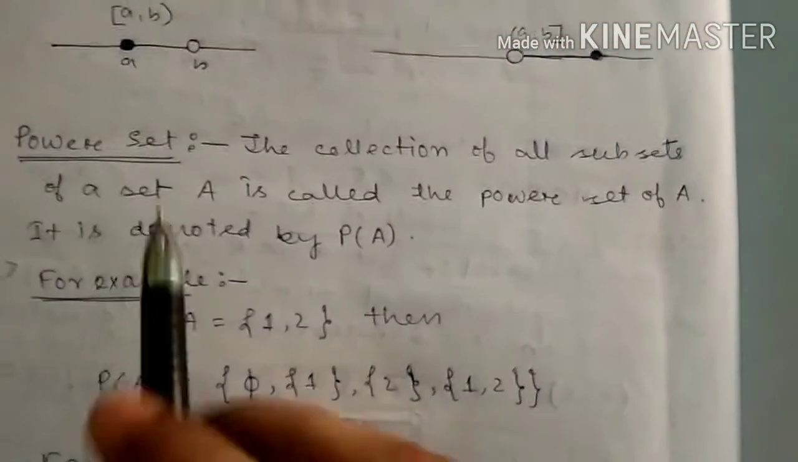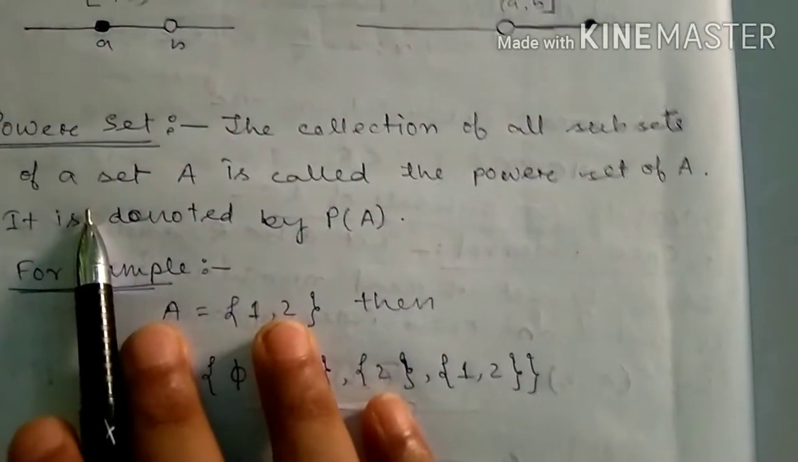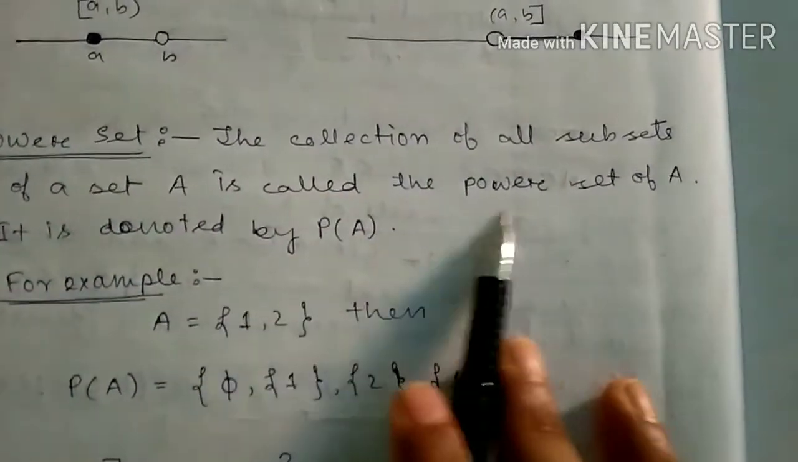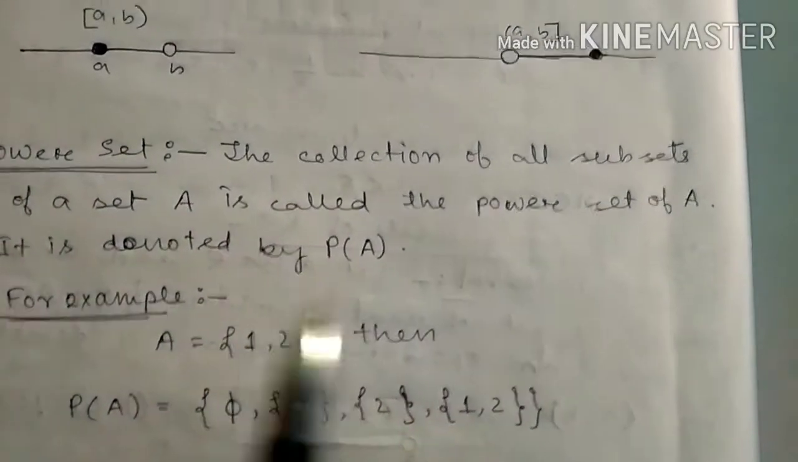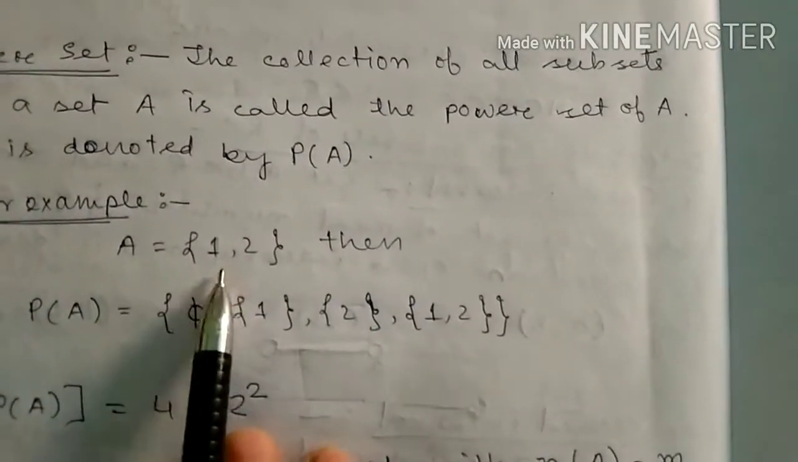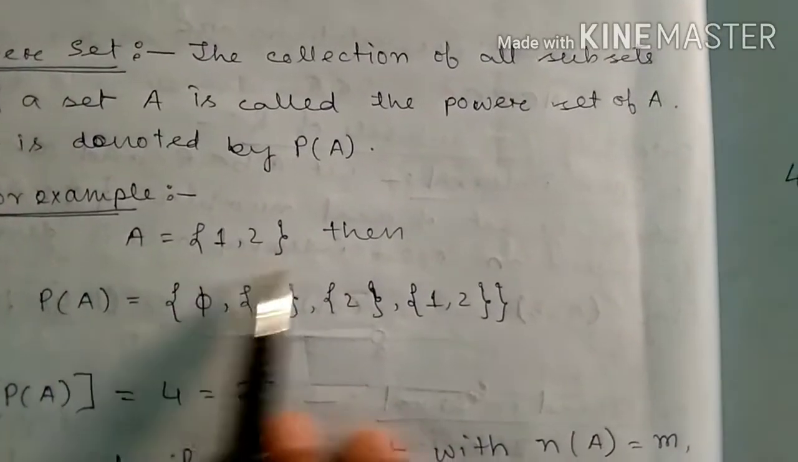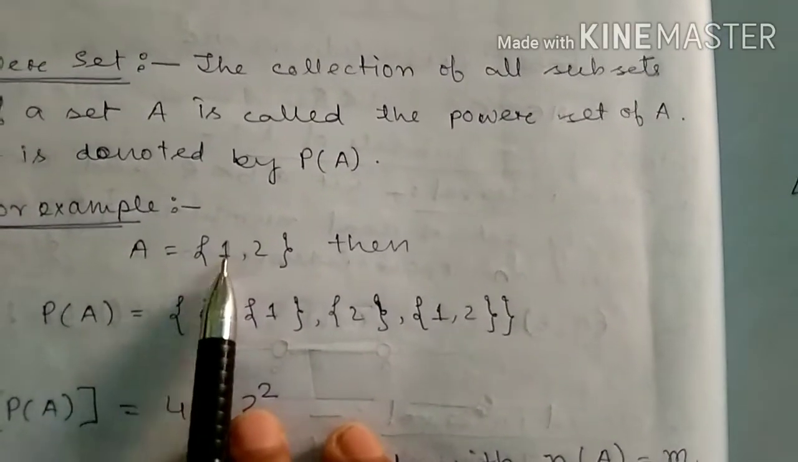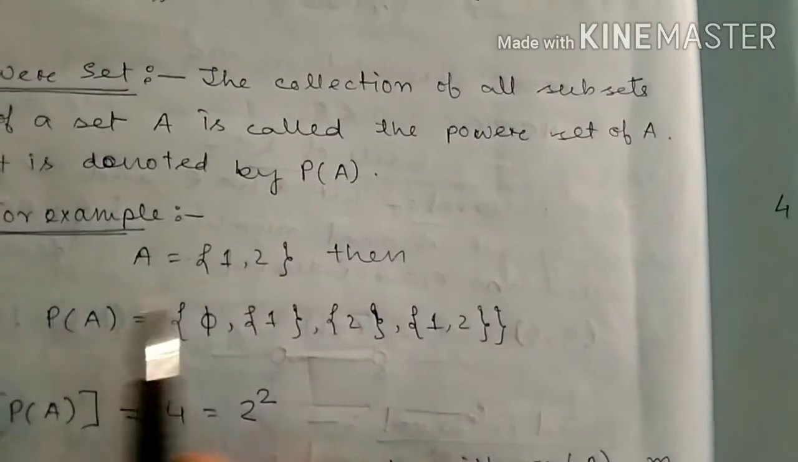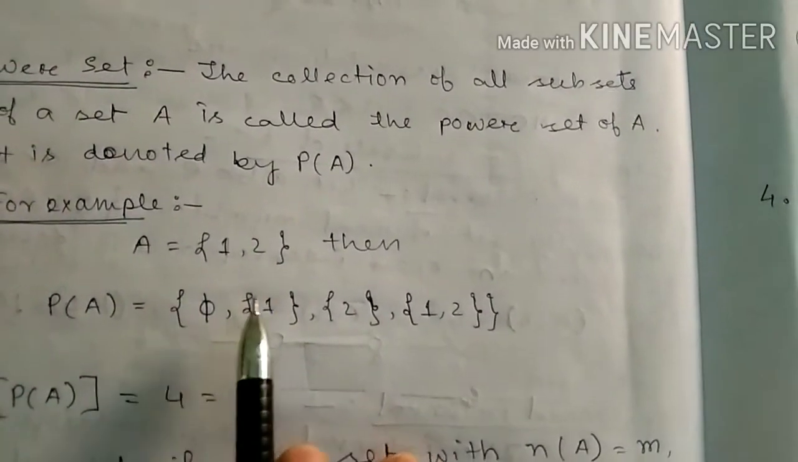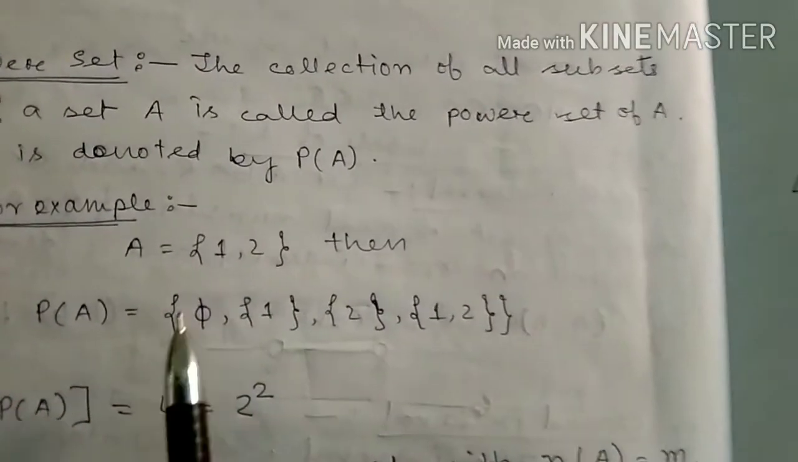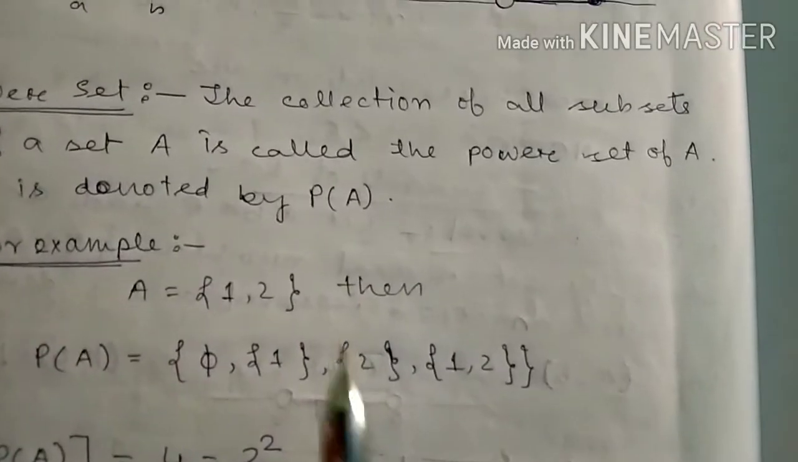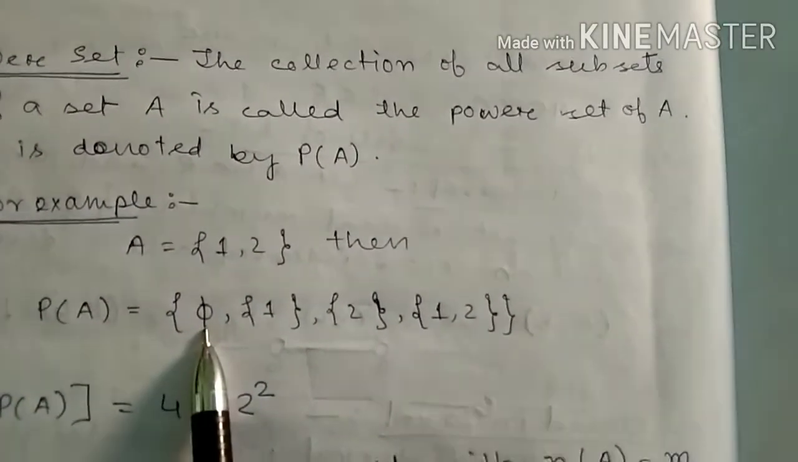Okay, next another important point is the power set. The collection of all subsets of a set A is called the power set of A. It is denoted by P(A). The collection of all the subsets is the power set. For example, suppose set A contains 1, 2. We can make different types of subsets. If you take {1}, it is also a subset of A. If you take {2}, then it is also a subset. You should always remember phi is a subset of every set. Okay, so here phi is also one subset.